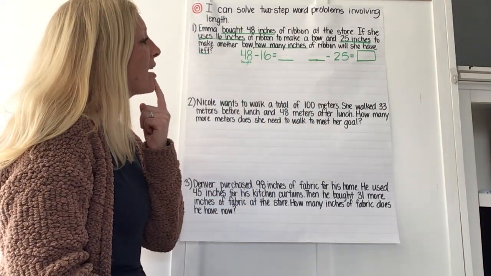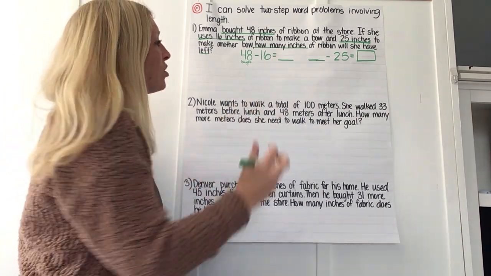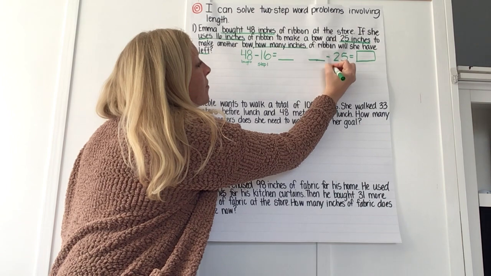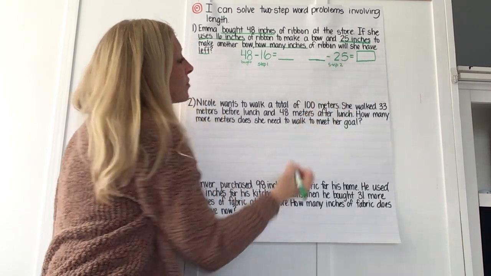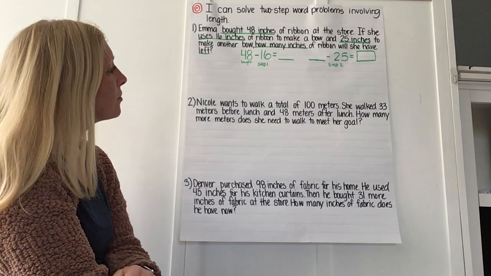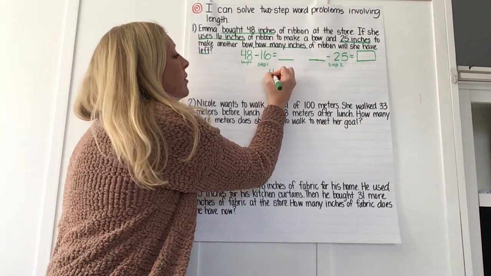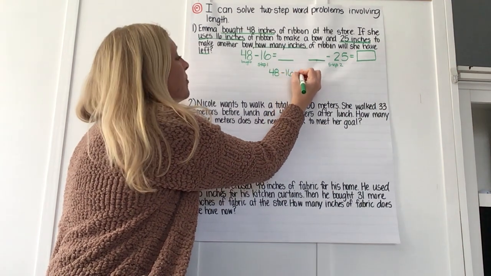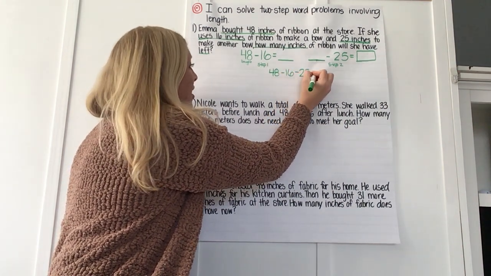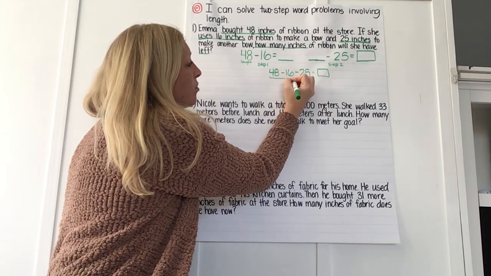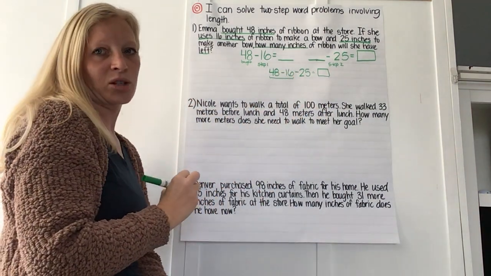Now, how could I write those same two steps? Step one, step two. How can I put those into one equation? What do you think, friends? 48 minus 16 minus 25 equals box. We want to solve this first before we can solve that next part.